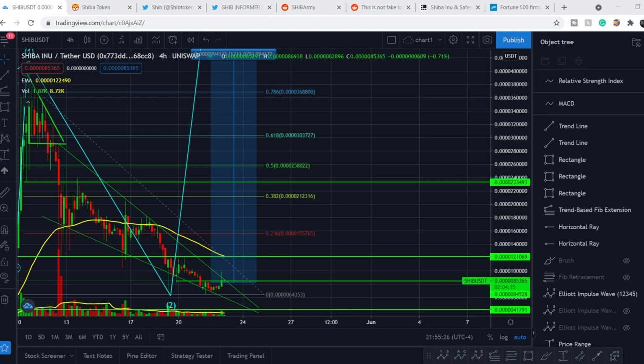My name is Andrei, and today I'm going to be doing an update on Shiba Inu token.